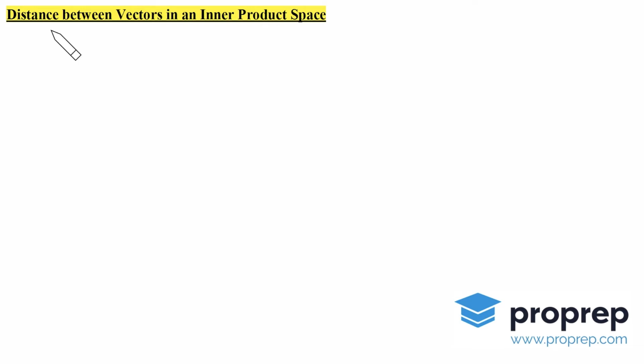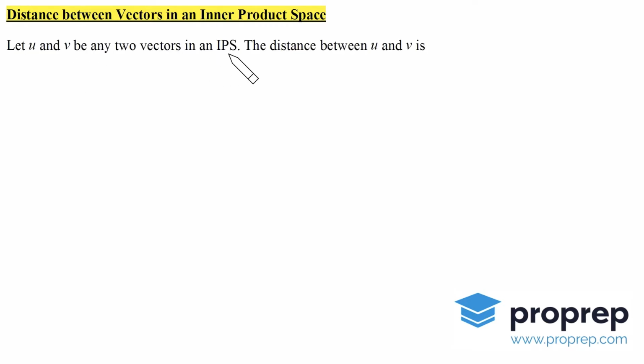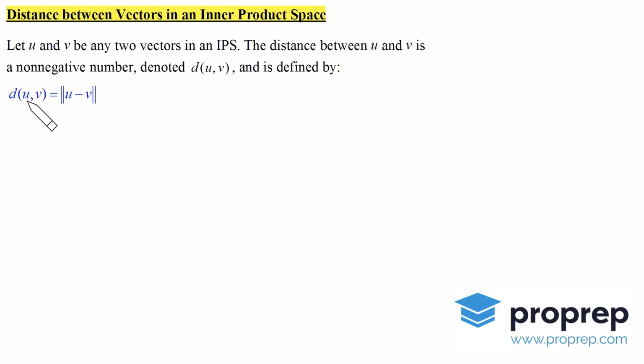In this clip we'll learn the concept of a distance between vectors in an inner product space, and this builds on the concept of a norm which we just recently did. So if we have an inner product space and we take two vectors, the distance between u and v is going to be a non-negative number, and we're going to write it as a function d of u and v, d for distance of course, and it's defined by the simple formula: the distance between u and v is the norm of u minus v.